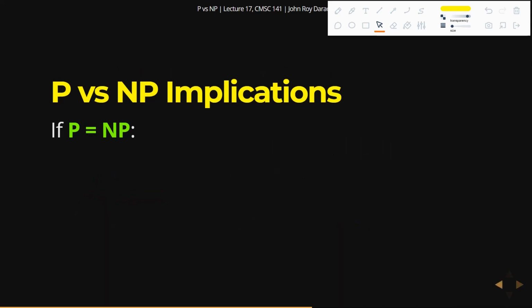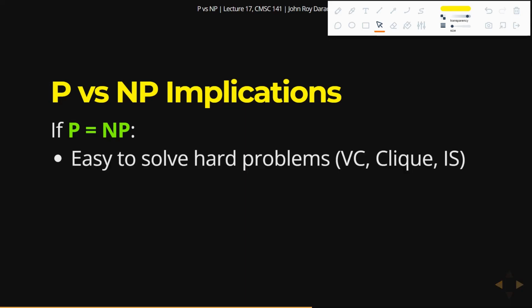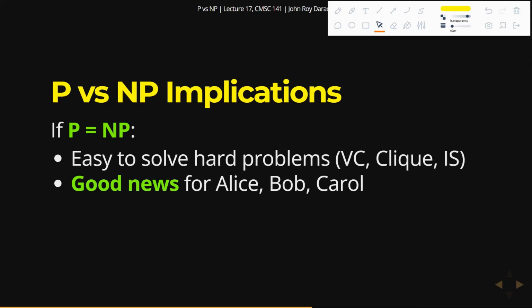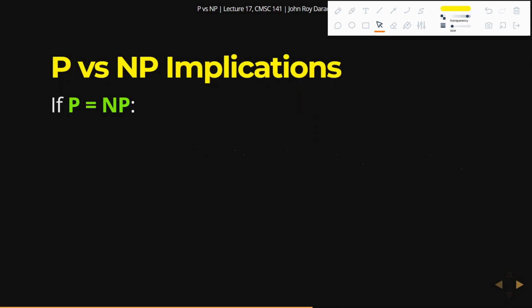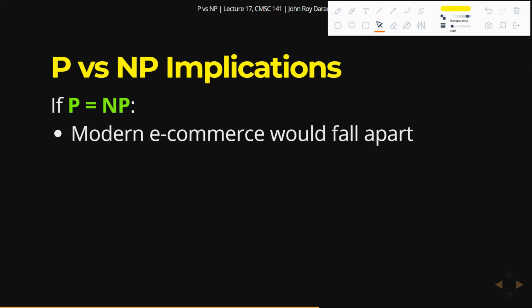However, if the opposite was proven to be true, if P is equal to NP, then it would just be easy to solve the hard problems like the VC, clique, and IS, right? But the downside is, well, this is good news for Alice, Bob, and Carol because their problems are solved, and that means that NP problems will also be tractable. But the downside is modern e-commerce would fall apart.